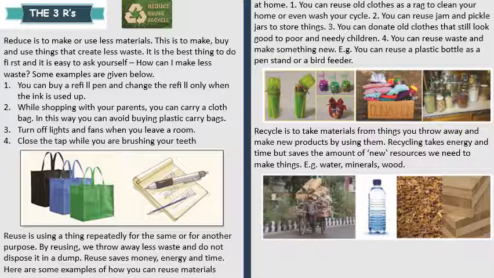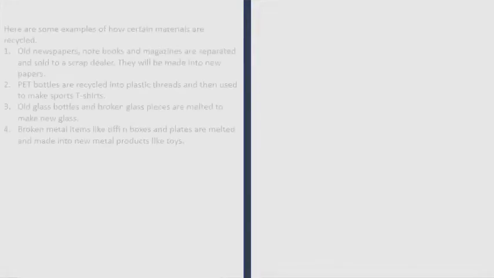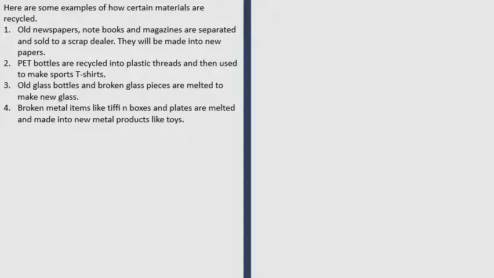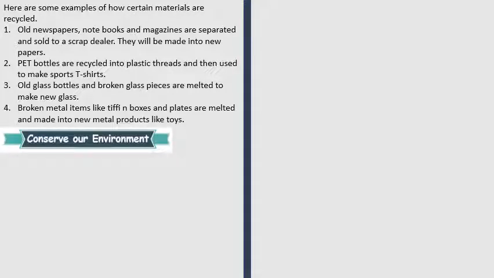Recycle is to take materials from things you throw away and make new products by using them. Recycling takes energy and time but saves the amount of new resources we need to make things. Example, water, mineral, wood. Now, here are some examples of how certain materials are recycled.